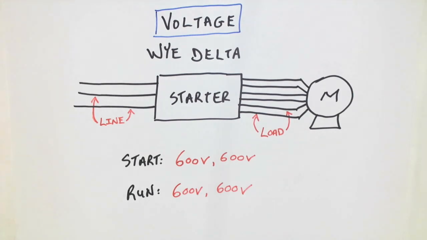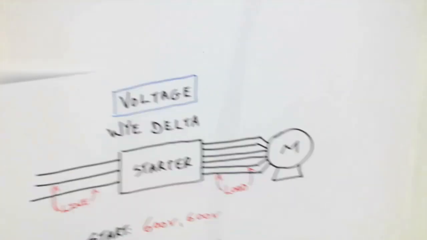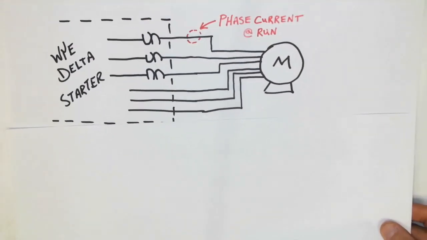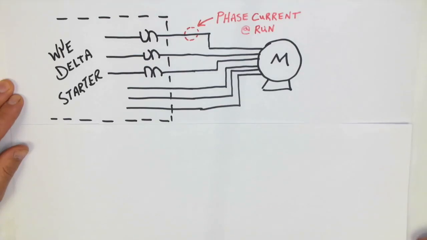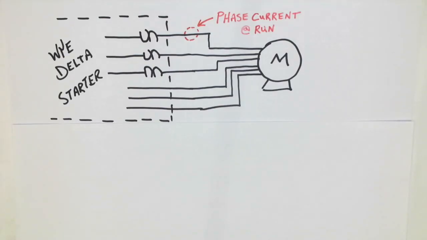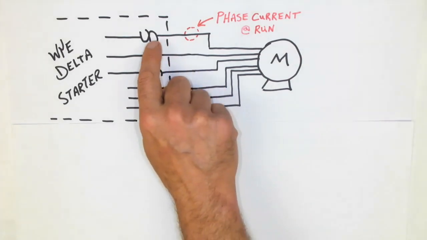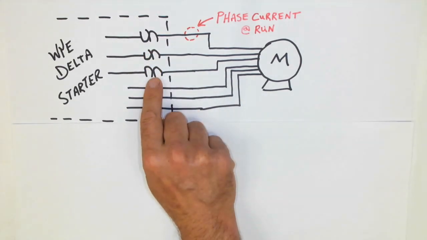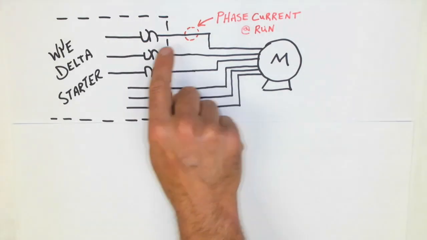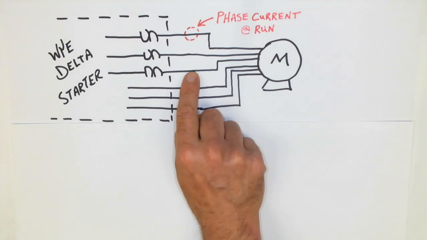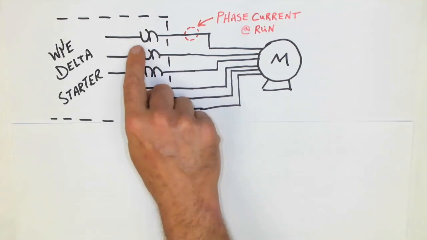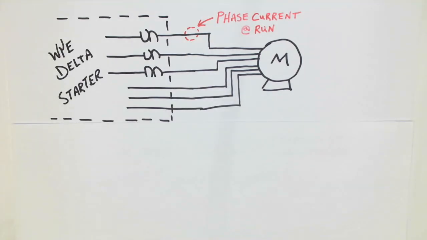Finally, what about the Y delta starter overload size? Remember that the overload is always sized based on the running current that is physically flowing through the overload heater. During running condition, there are only 3 overloads in the system, and these 3 conductors are actually connected in the phase of each one of these windings.